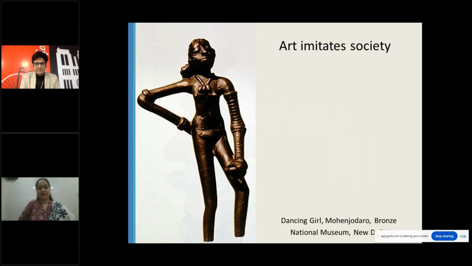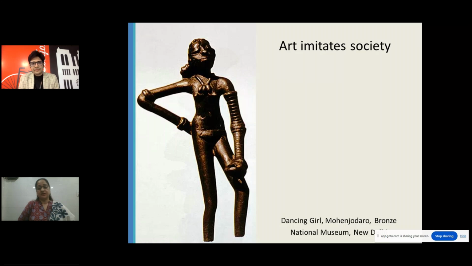I'm sure everyone is aware that this is the famous dancing girl found in Mohenjo-daro from the Indus Valley civilization. Now, we all know that art imitates society, and she belongs to the Iron Age. So, what aspect of society do we understand when we look at the dancing girl? The first thing is that we're talking about a society which is known to metallurgy, it knows the lost wax process.